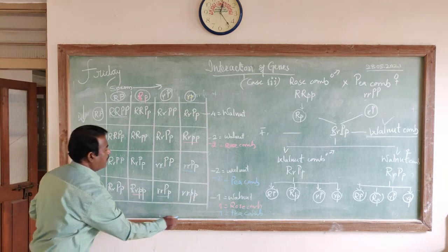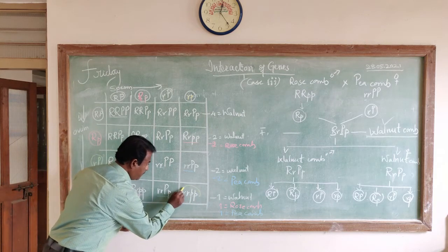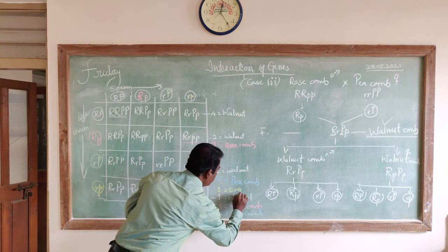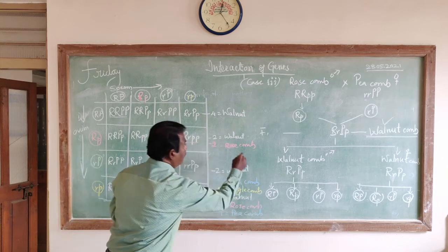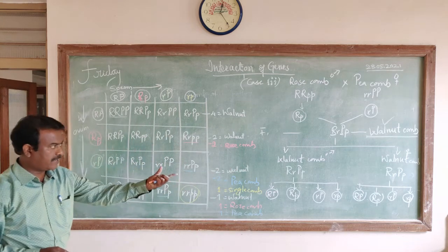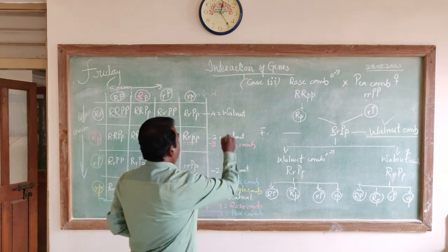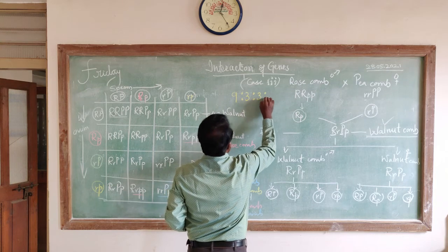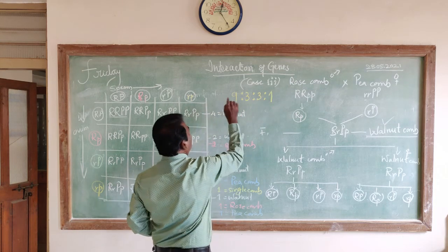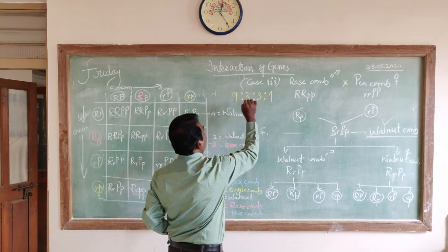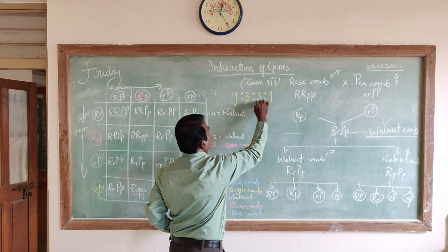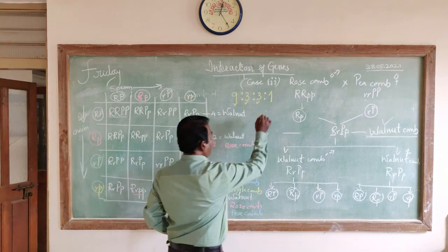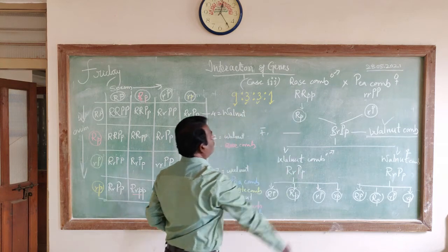What remains? See, this is only 1. This is only one that came, this is the single comb. So that ratio by crossing these supplementary genes, we get a ratio 9:3:3:1, where 9 of them are walnut, 3 of them are pea comb. This is walnut, this is pea combed fowl, and remaining 3 rose comb and 1 that is a single comb.